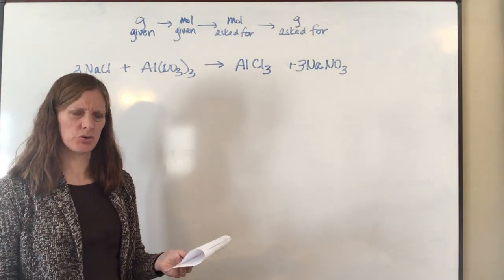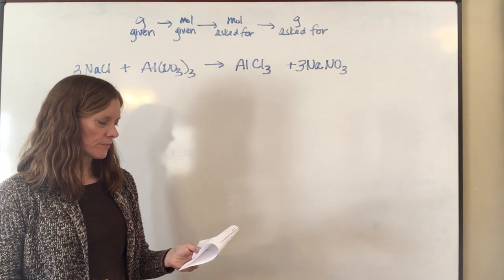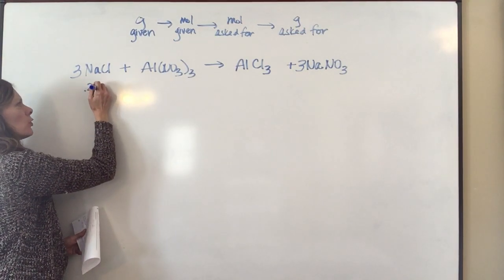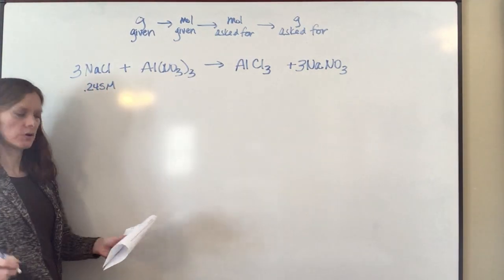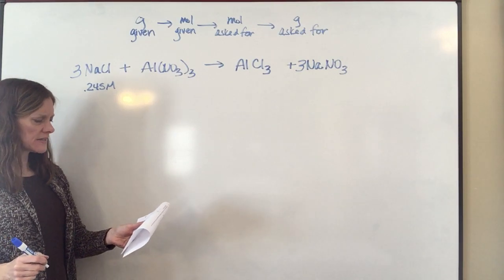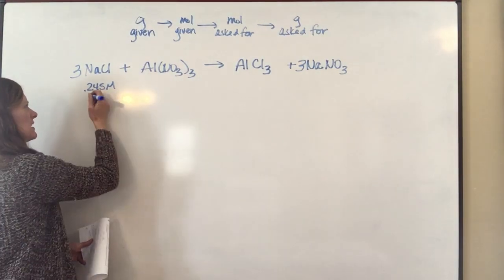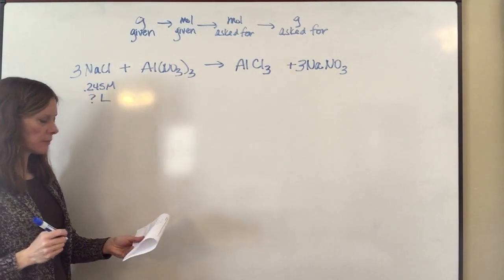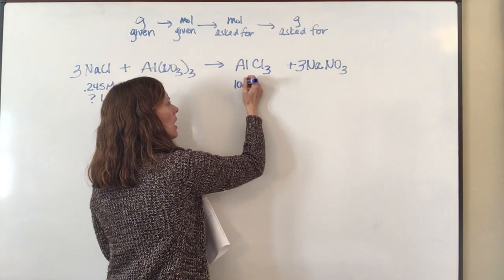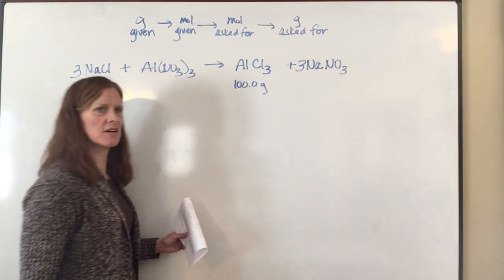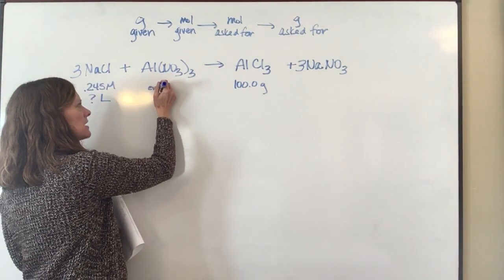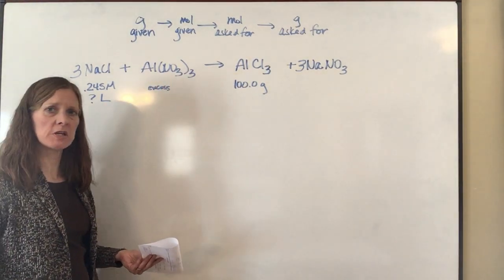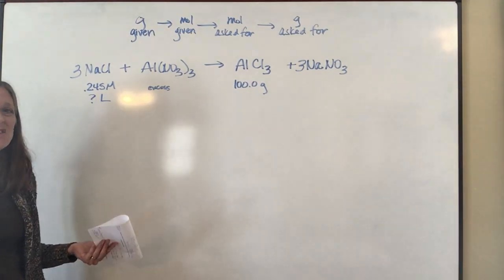Now, let's start looking at the stoichiometry part of this. He tells me that I have 0.245 molar NaCl. And it says, how many liters of that am I going to need? So what I'm wondering is how many liters of that I need. I'm going to produce 100 grams of this, and this is actually in excess, okay? So that's the information that I've been given in the problem. What am I going to do with this?